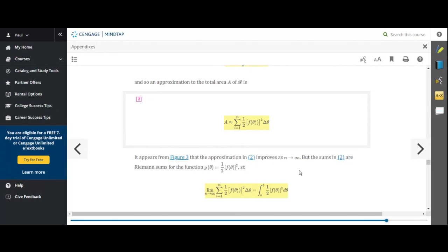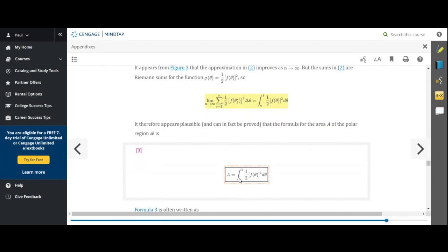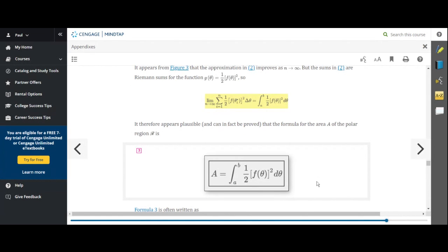As you let n go to infinity, you get a Riemann sum, and that's going to give you the true area underneath the polar curve from starting angle theta equals a to ending angle theta equals b. And that area is going to be the integral of 1/2 times the quantity f of theta squared, d theta. All right, so now you have the formula there. Are there any questions on that formula, how it comes about?